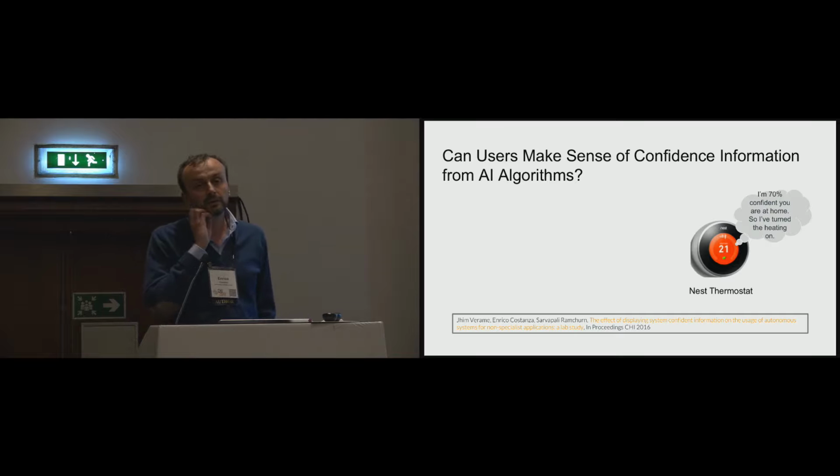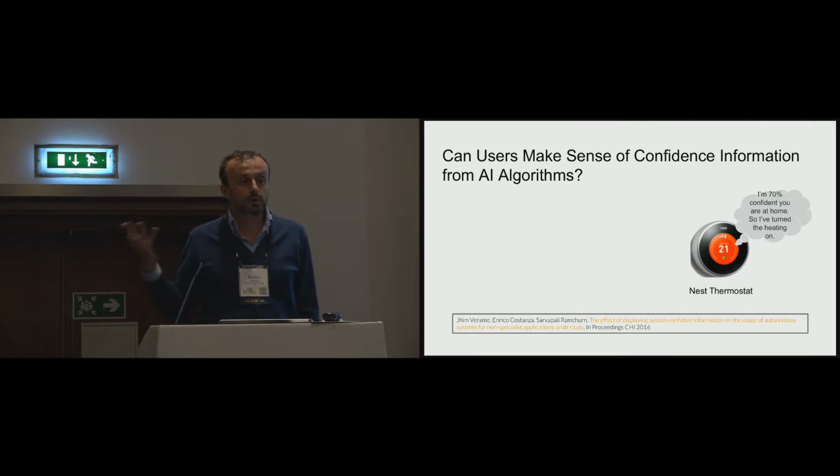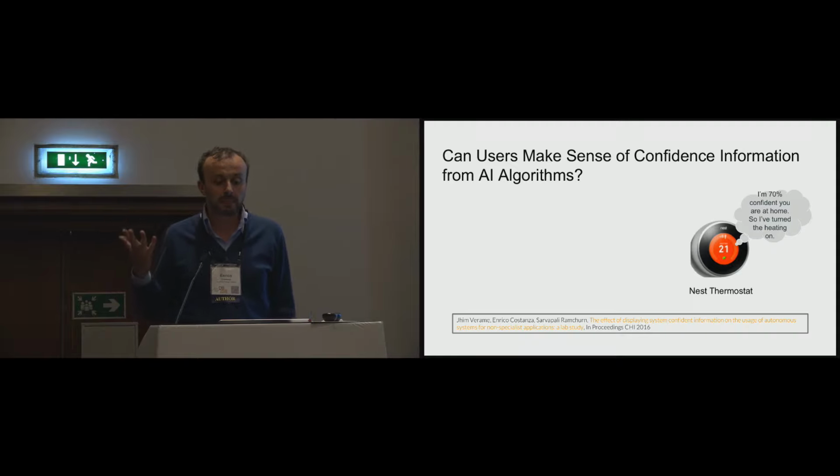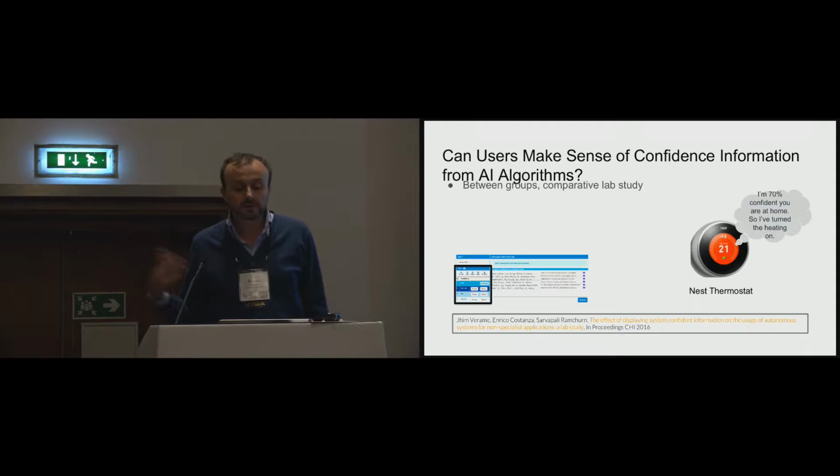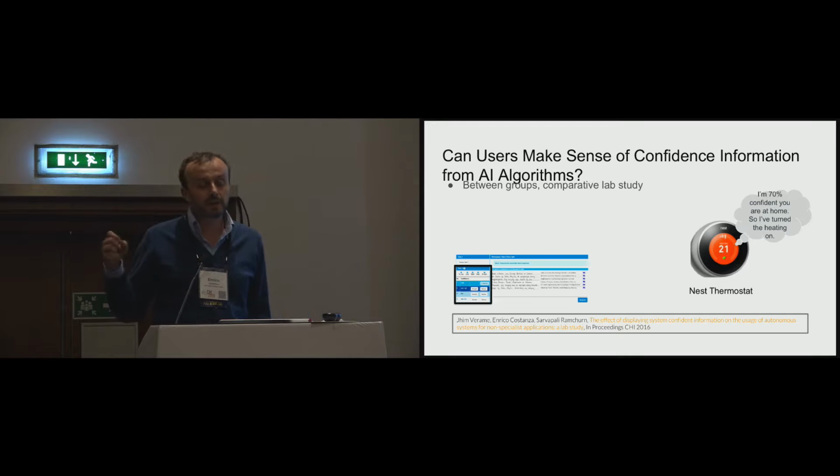So some AI algorithms can produce confidence information. For example, the Nest thermostat could tell you something like, I'm 70% confident that you're not at home right now, so I'm going to switch the heating off. We wondered, is this 70% meaningful to users who don't have a technical background, or is it just noise? What if it's 90 or 95%? However, instead of studying this with the thermostat, we designed a study where we had a graphical user interface. Again, we played with the idea of a simple handwriting recognition algorithm.